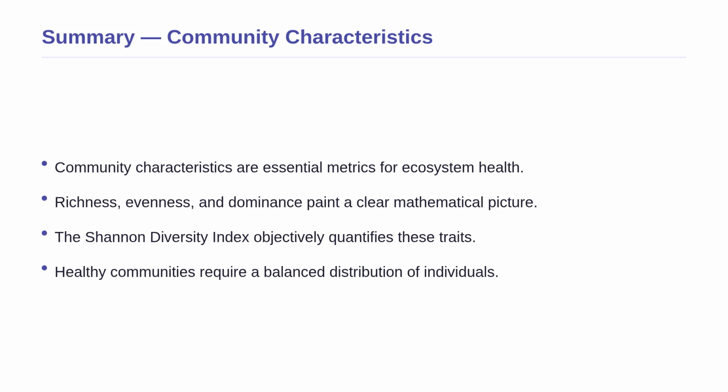We have covered a lot of ground today, so let us summarize our key takeaways. Community characteristics are the essential metrics we use to understand the complex web of life in any given area. We learned that a healthy community requires not just species richness, but also species evenness, avoiding extreme dominance by any single group. Tools like the Shannon Diversity Index allow ecologists to quantify these traits objectively.